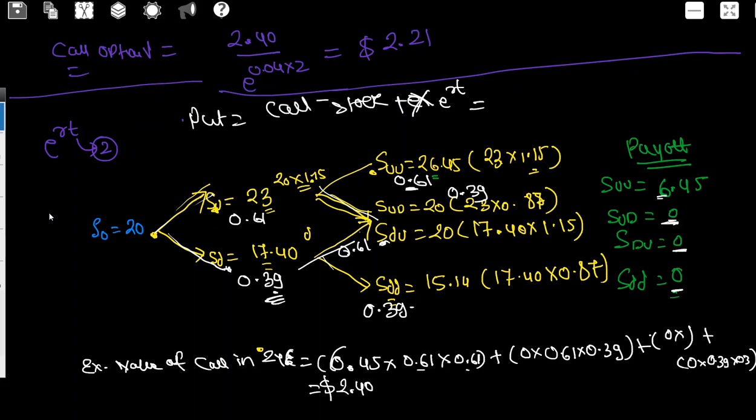So the call is 2.21, minus stock is 20, plus strike price is 20 into e to the power minus 0.04 into 2. So the final answer is 0.67. So this is our value of the put option.